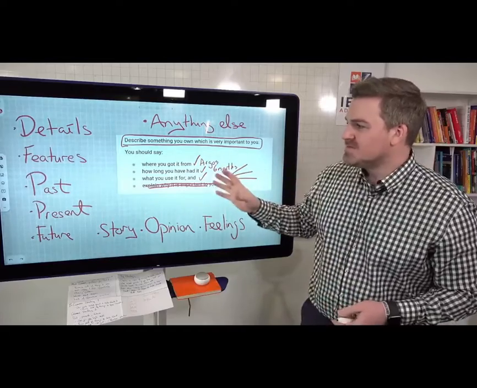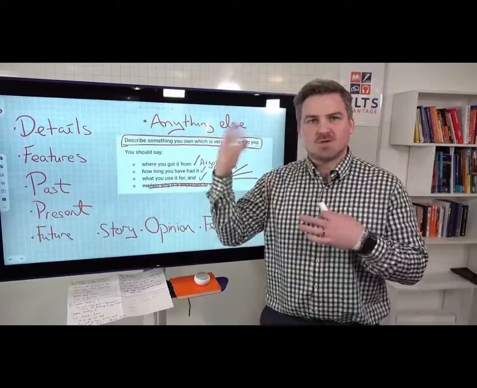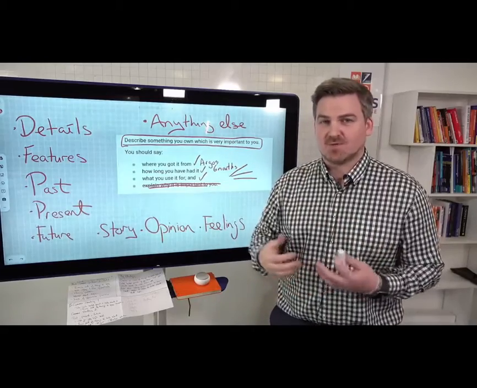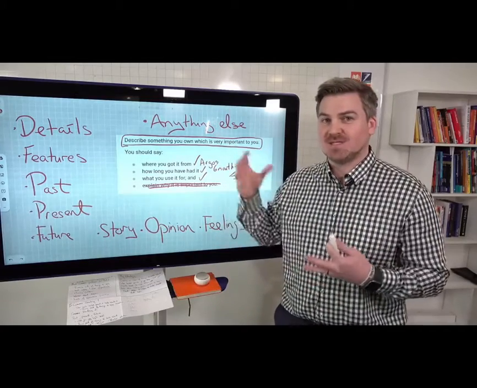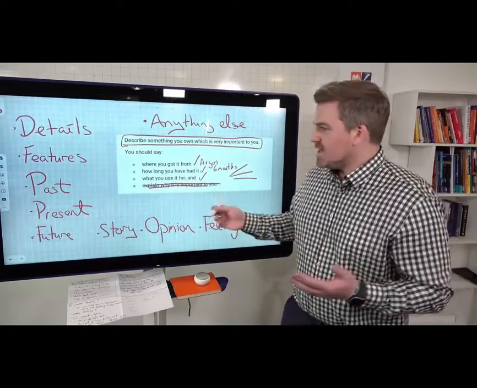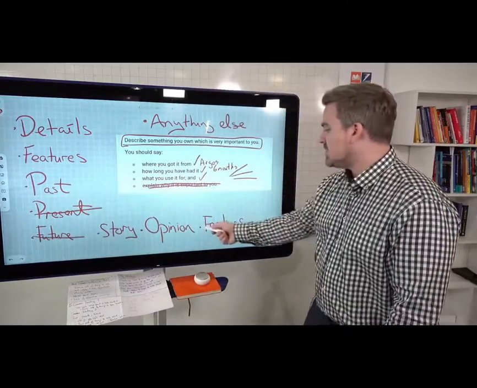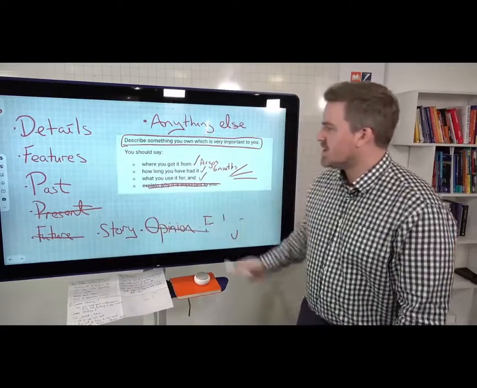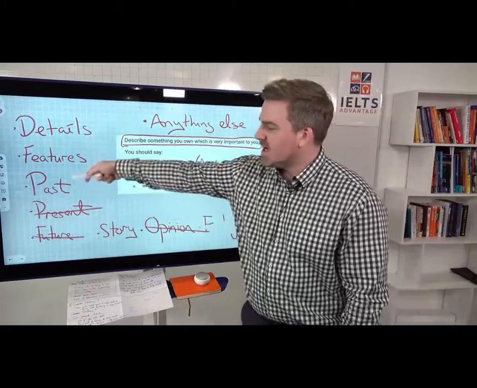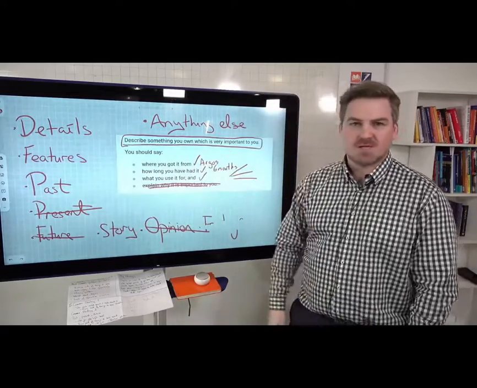What you do is, when you're planning, during your 1 minute planning, you just note down a few extra things that you would like to talk about, and then use these naturally to talk about them, okay? You might not talk about the present. You might not talk about the future. You might not talk about your feelings. You might not talk about opinion, but you might have a story about it and how you felt about it in the past and the details and the features, and that's really, really going to help you.